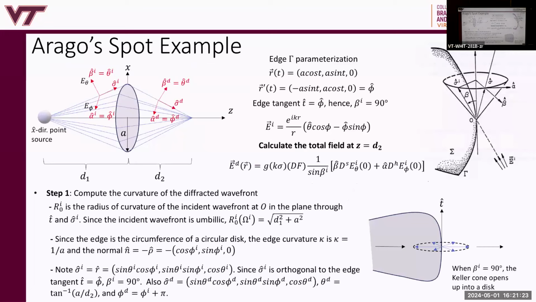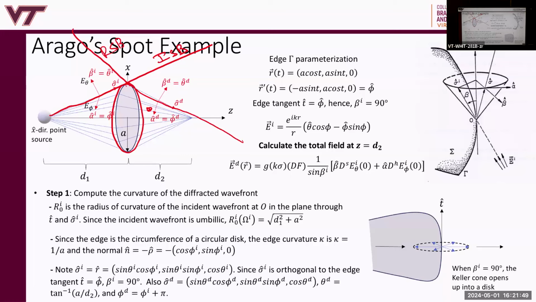So let's get back to this. Here we have a point source illuminating a PEC disk. The idea is that the incident field has a shadow boundary here. This is the incident shadow boundary. The reflected field has a shadow boundary here. This is the reflected shadow boundary. And anything back here is going to be purely due to diffraction.